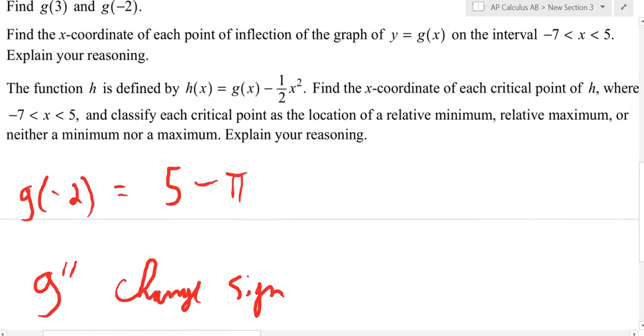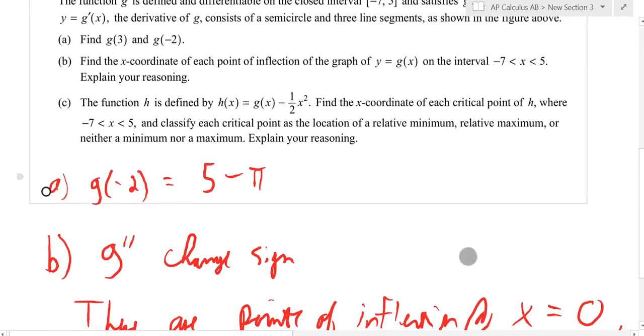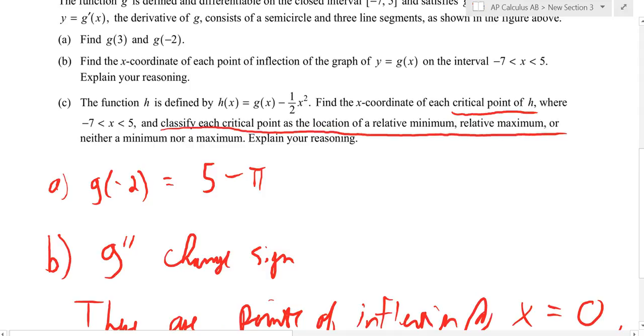All right, so now they're making up a new function, h. H is now g minus something. And this is something that they like to do, take something they've given you and twist it up a little bit. We want the x-coordinate of the critical points of h. And we want to classify the critical points as local mins, maxes, or neither. It's a weird way they ask it, but we know how to find critical points.